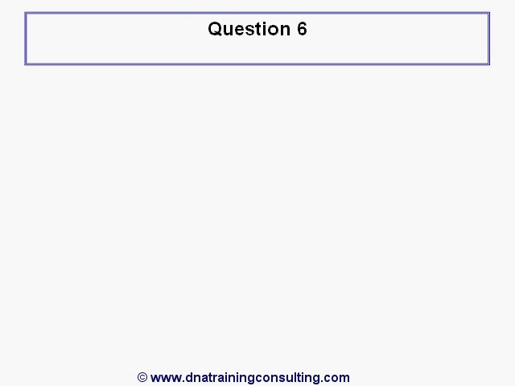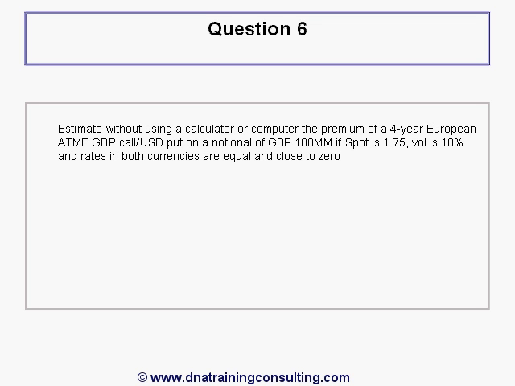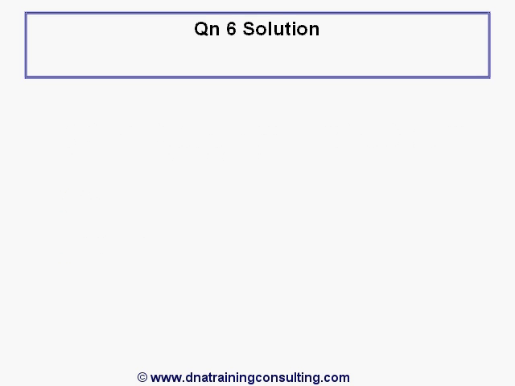Question 6. Estimate without using a calculator or computer the premium of a 4-year European at-the-money forward sterling call dollar put on a notional of 100 million sterling if spot is 175, vol is 10%, and rates in both currencies are equal and close to 0. Here are the 4 possible answers. Solution to question 6.